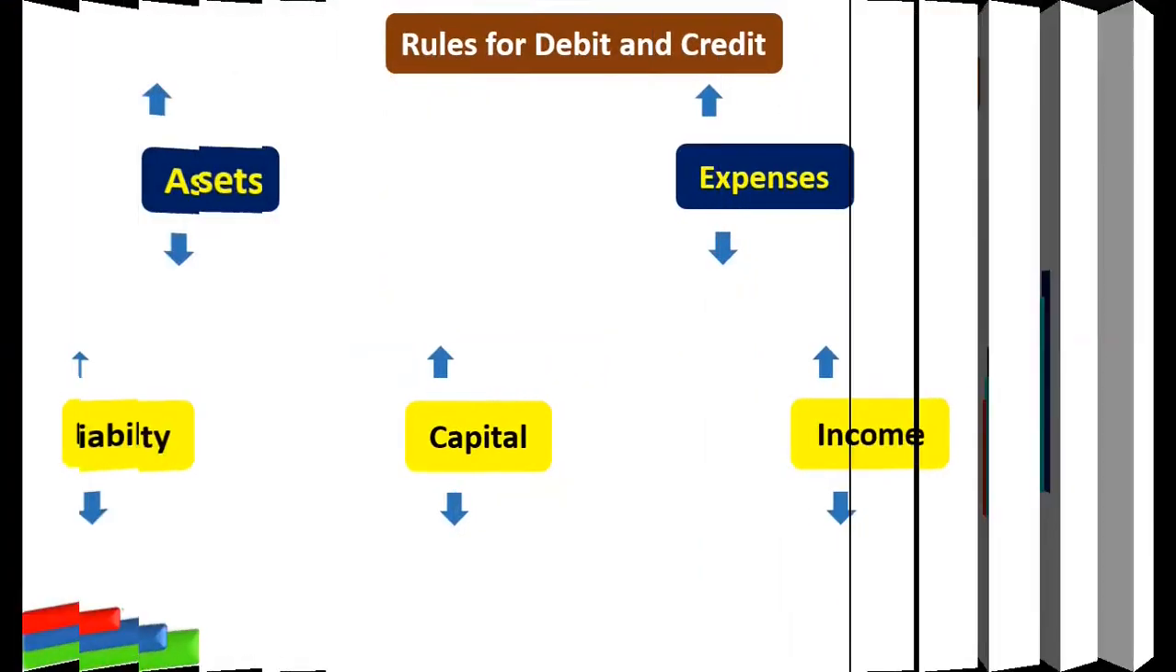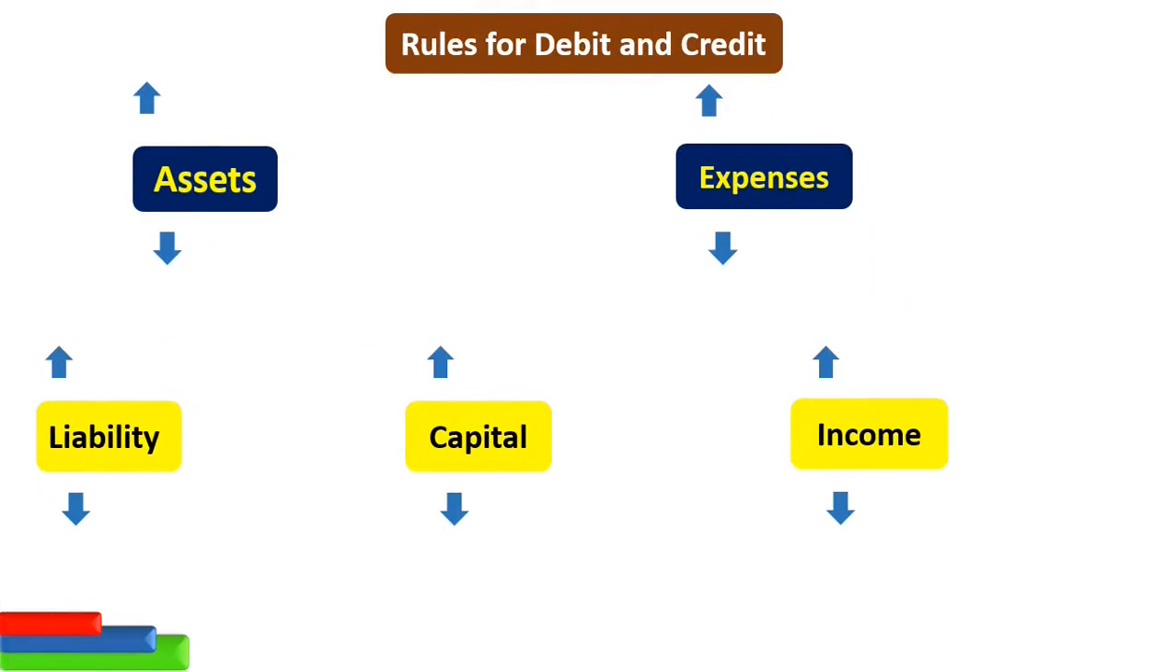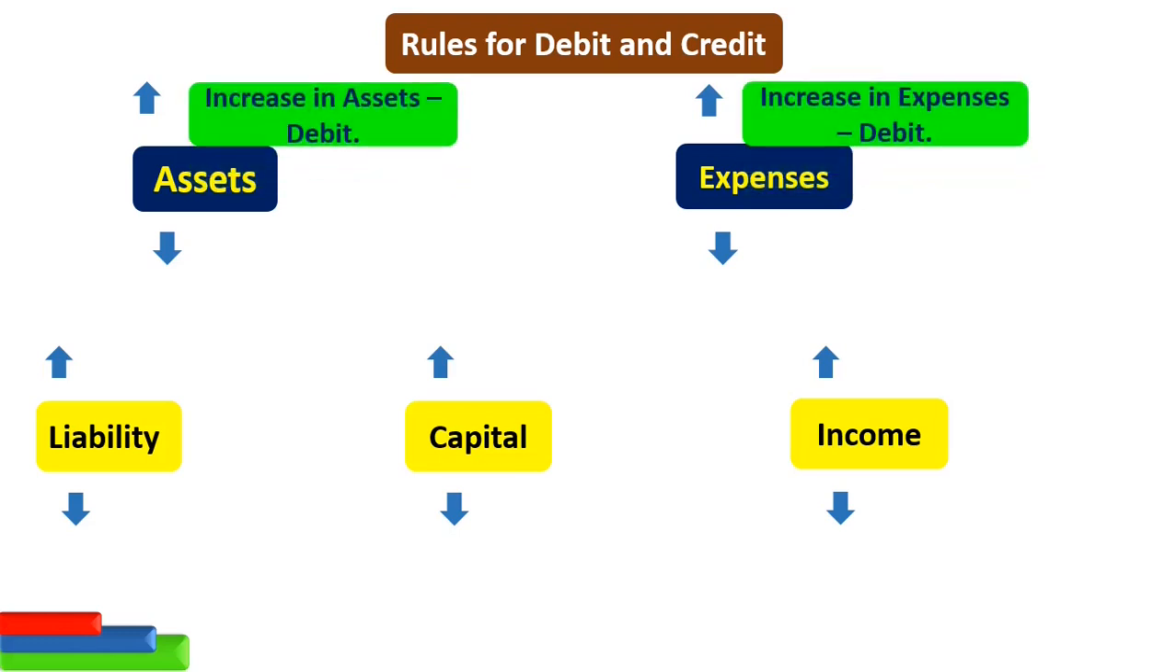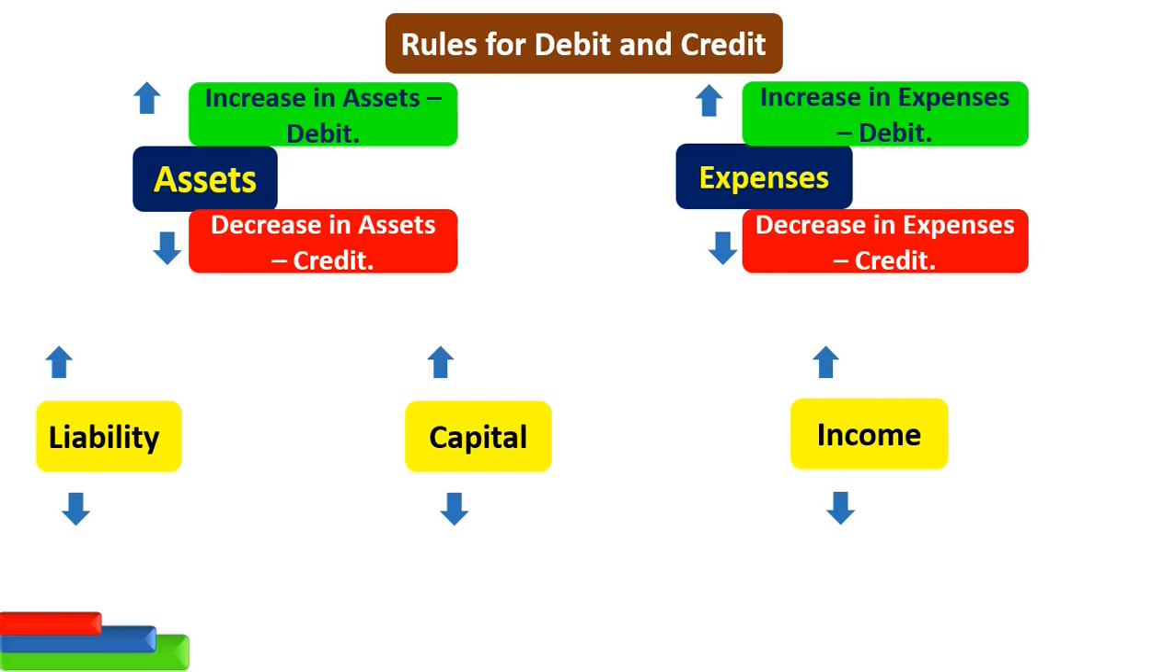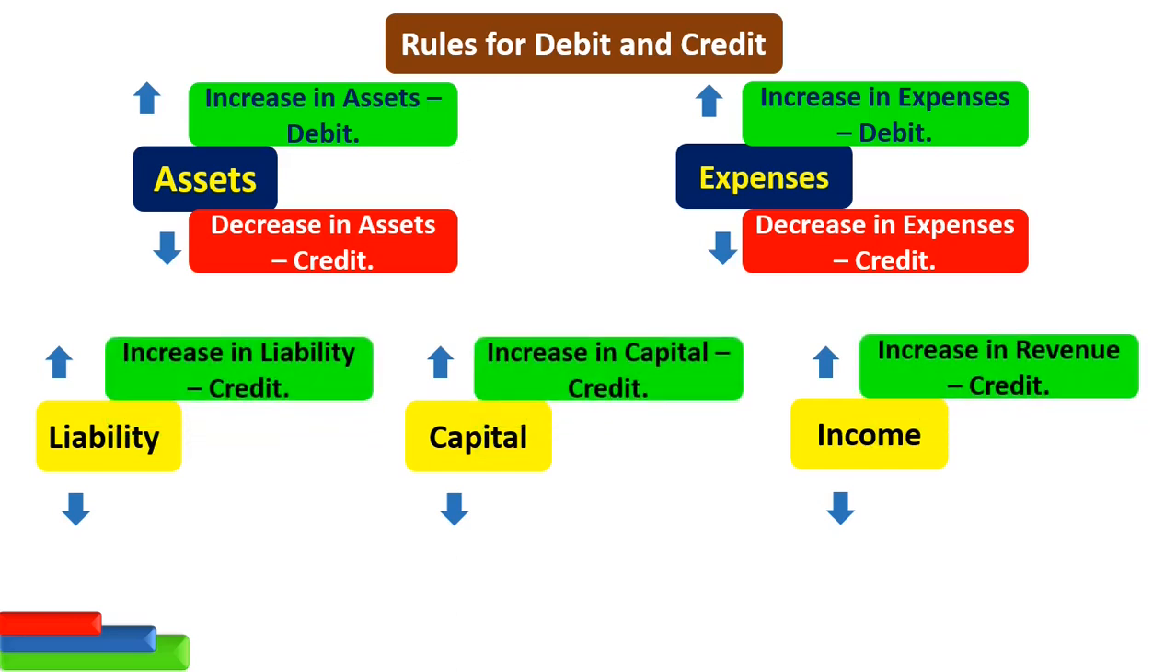In the video of rule for debit and credit, it was explained that the 5 categories of accounts may either increase or decrease. Now, any increase in asset and expense is debited, but any decrease in these 2 items is credited. For liability, capital and income, any increase is credited, that is opposite to asset and expenses, and any decrease in these 3 categories of accounts is debited.